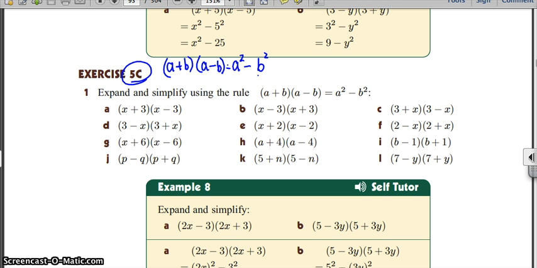Who has started and or finished 5C? Started and or finished. If I can just see a show of hands. Yep. So you people, you should be relatively familiar with that. Okay.